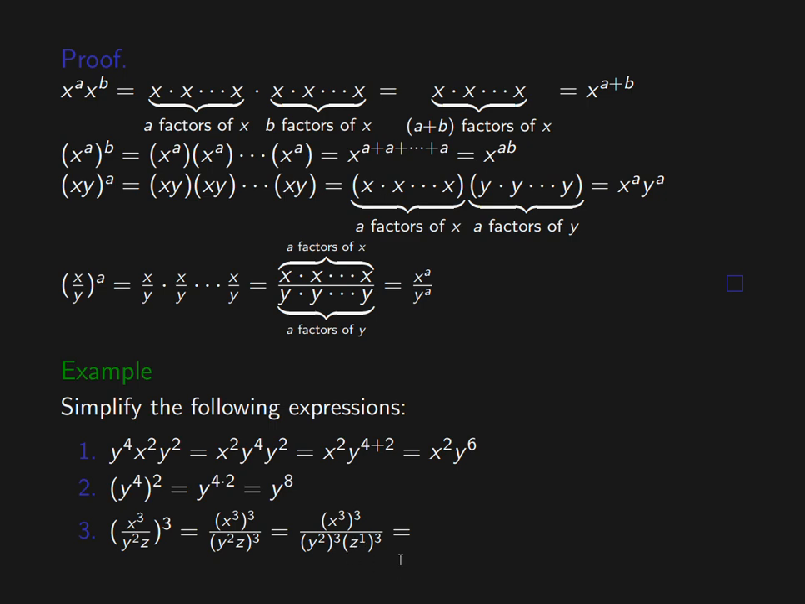Now we can apply the second rule, which says x to the power of a, to the power of b, is x to the power of ab. So we have x to the power of 3 times 3 divided by y to the power of 2 times 3 times z to the power of 3 times 1, which gives us x to the power of 9 divided by y to the power of 6, z to the power of 3.